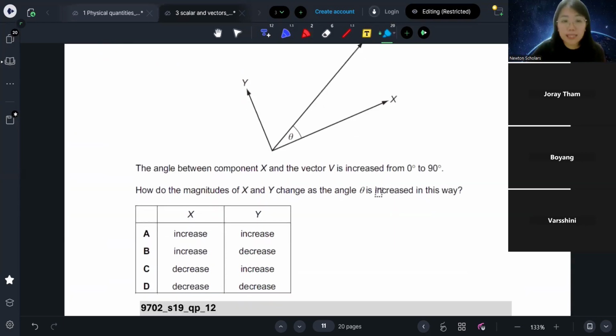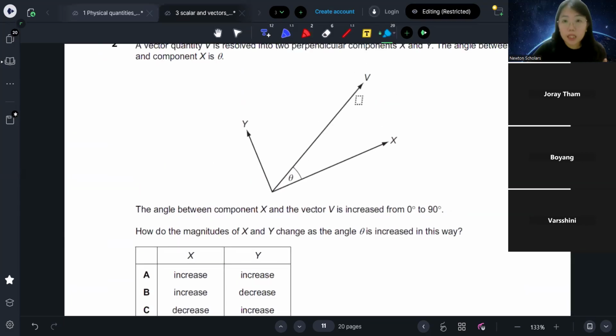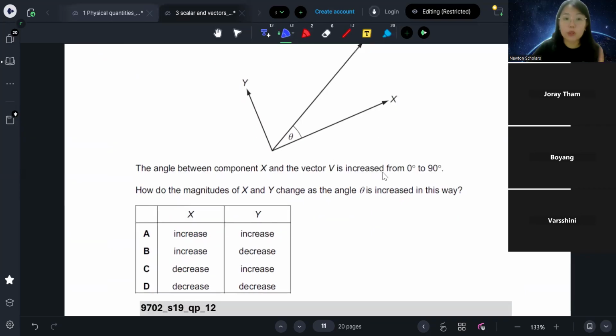I want you to try and then tell me your answer. The angle theta from the x-axis increases from 0 going up. As it goes up, will the magnitude of your x component increase or decrease? And how about your y? So do it. You can do some substitution: cos 0, cos 90, sine 0, sine 90. Which one is cos, which one is sine? Then you tell me your answer.